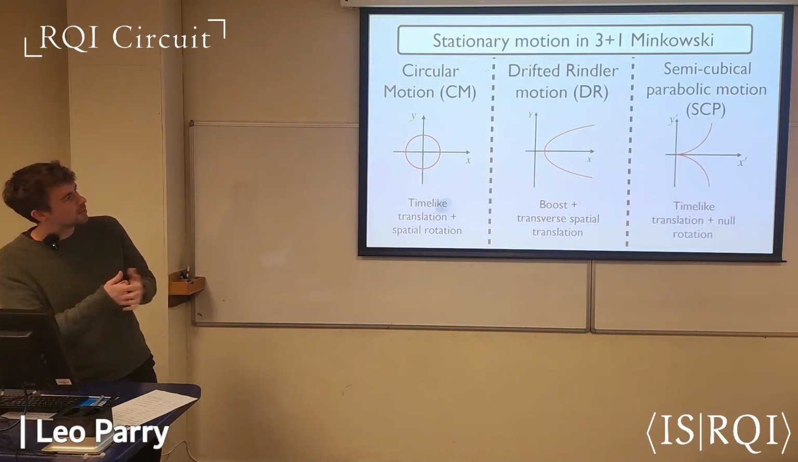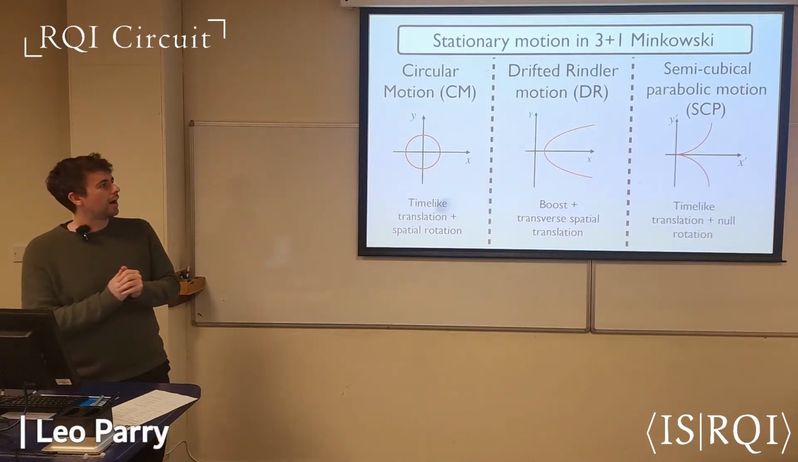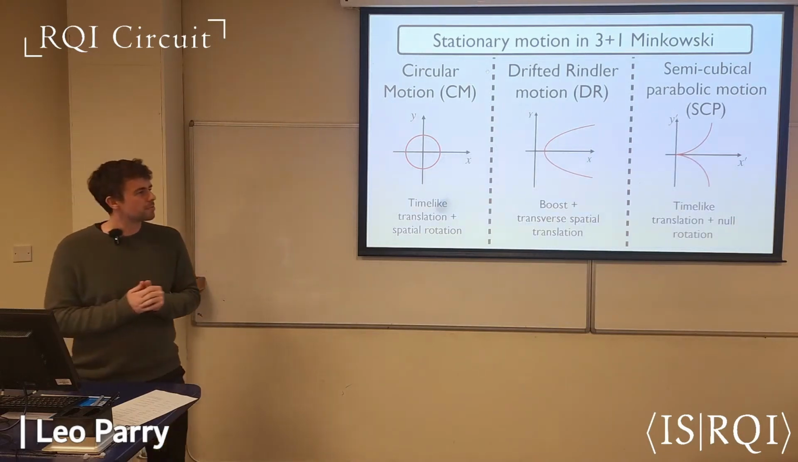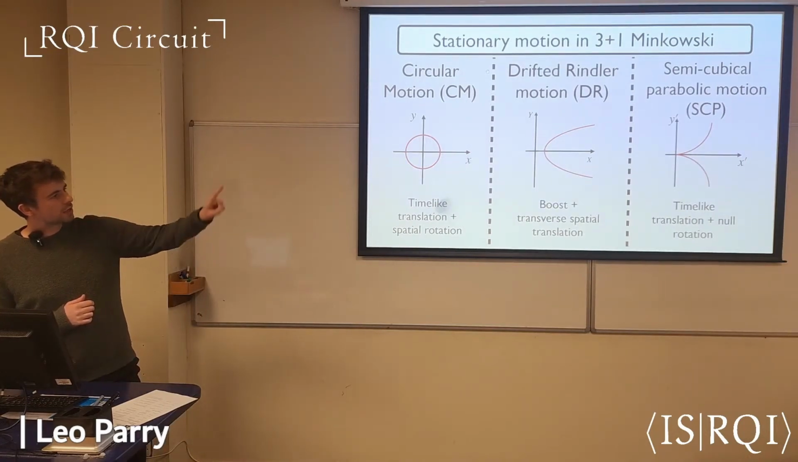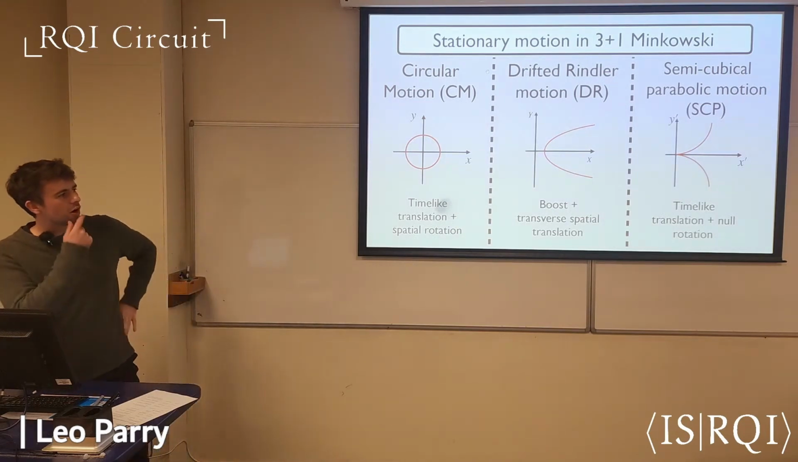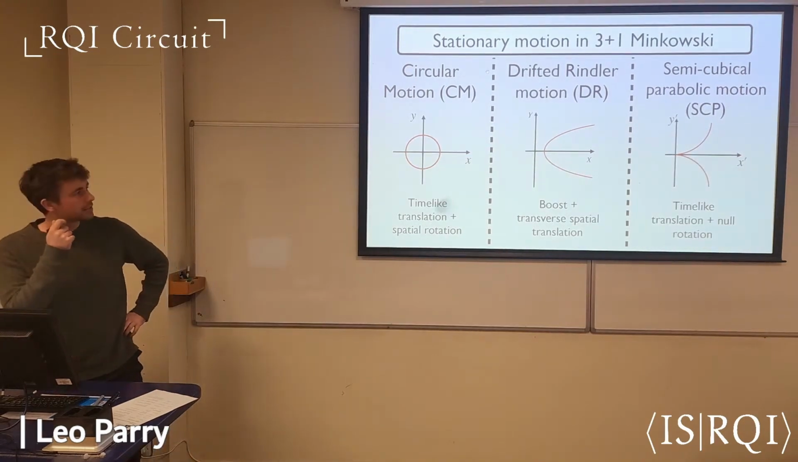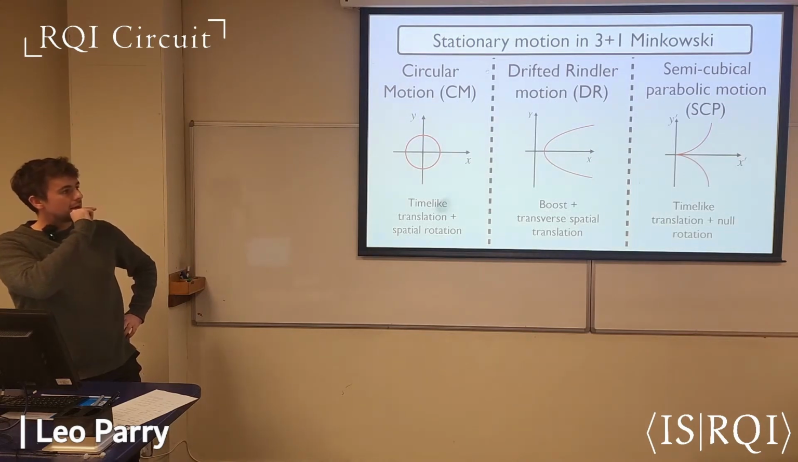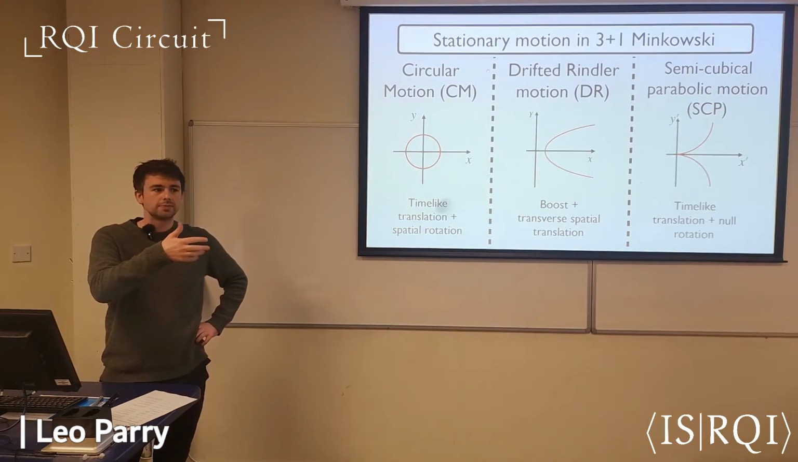And then the final type of motion I want to talk about is called semi-cubical parabolic motion. And in the literature, it's also been referred to as the parator, and possibly something else, maybe cusped. So this is the spatial projection. You can see it's cusped. It's a semi-cubical parabola. And it is the orbit of a time-like translation and a null rotation. So what I want to talk to you about today is the geometric relationship between these three types of motion and how this translates to the response of an Unruh-DeWitt detector.